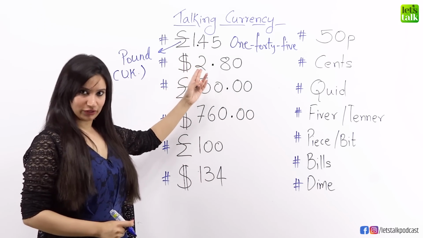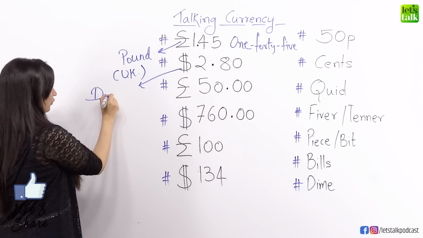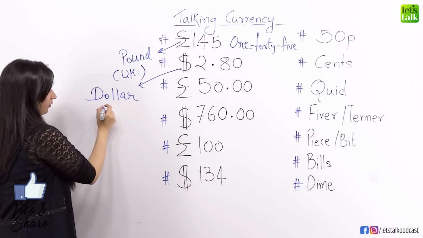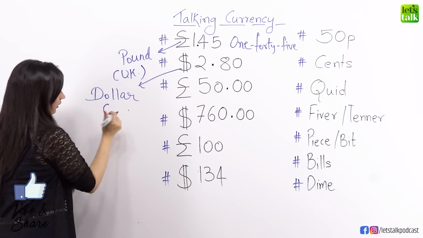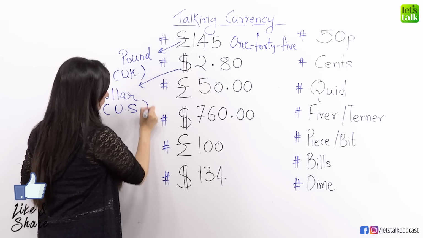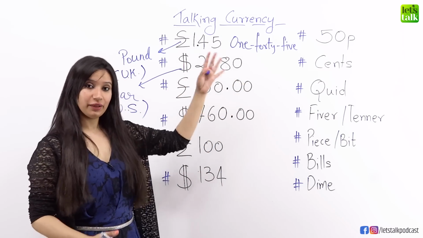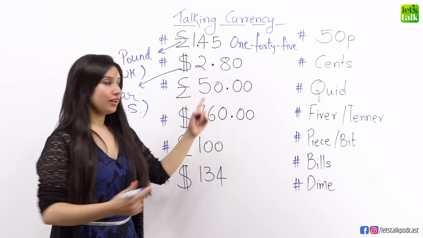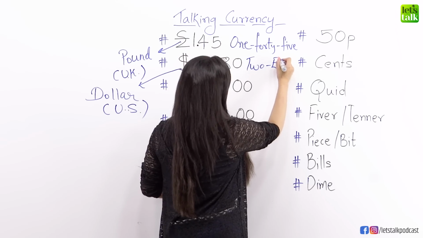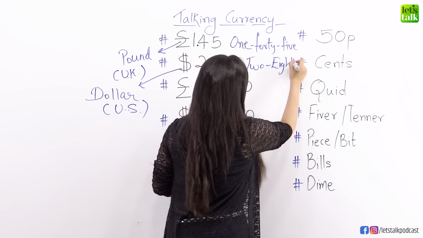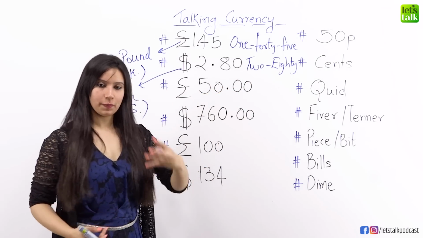Now let's look at the next one. This is a dollar, all right? And this currency is used in the USA. One of the most common currencies. Would we say this as 2.80? No, just like pound, we would also call this two eighty. So these two words come together as eighty, not eight zero. So two eighty. You must pay two eighty.